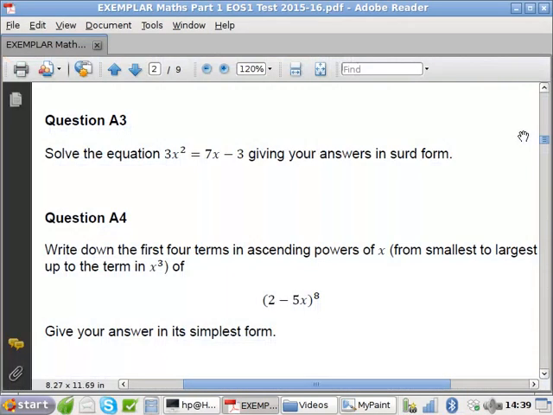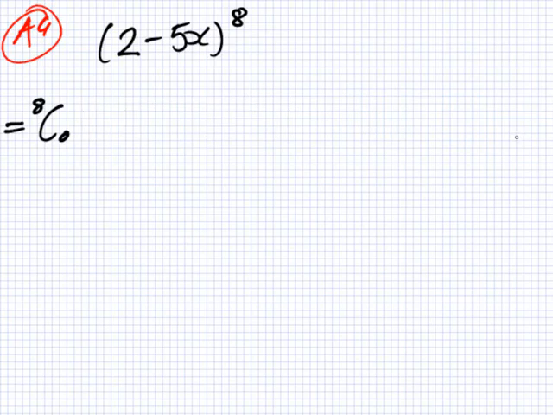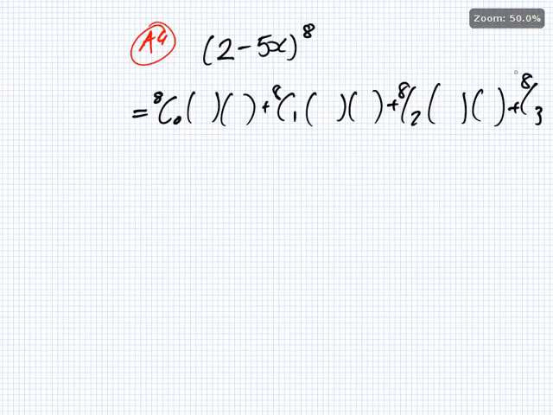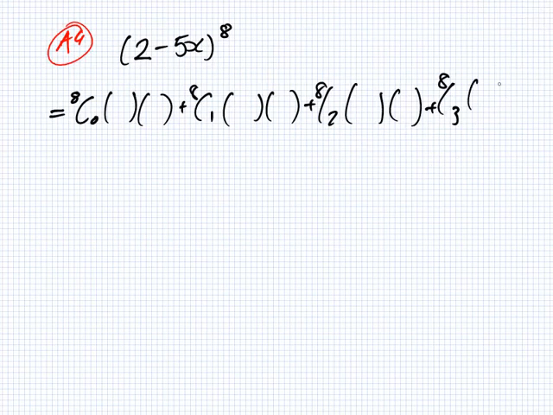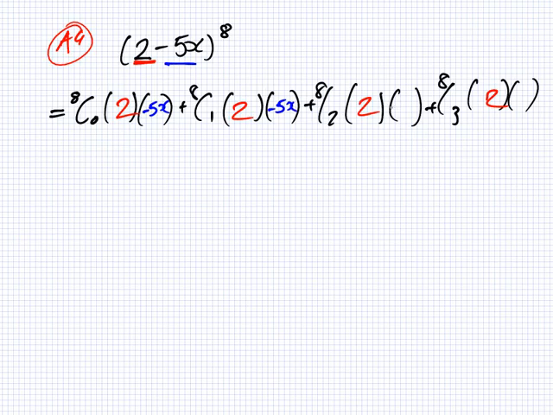Oh, it's verse 4, is it? Yeah. Making me do a little extra work. Right. Bracket, bracket, plus 8c1, bracket, bracket, plus 8c2, bracket, bracket, plus 8c3, bracket, bracket. Okay, so in here will be 2, 2, 2, and 2. And beside it will be minus 5x, minus 5x, minus 5x, and minus 5x. That's a 2.